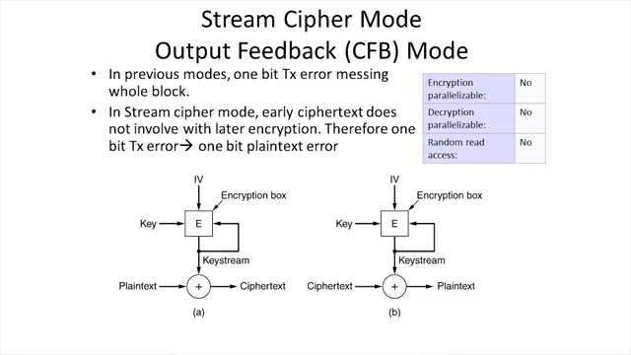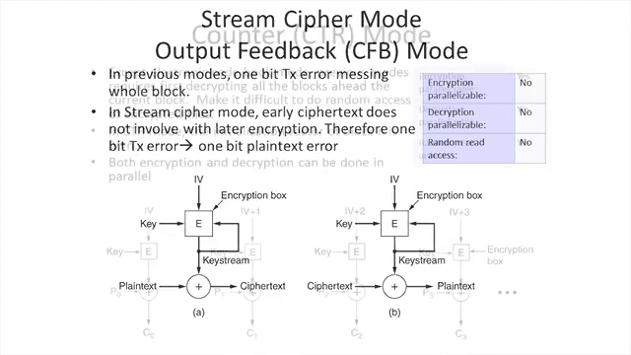However, since the key stream pattern is dependent on the previous block, IV after IV, it cannot be parallelized, in both encryption and decryption. We need to wait for the key stream to be generated one at a time, and there is a feedback loop there. It also cannot provide random read access.